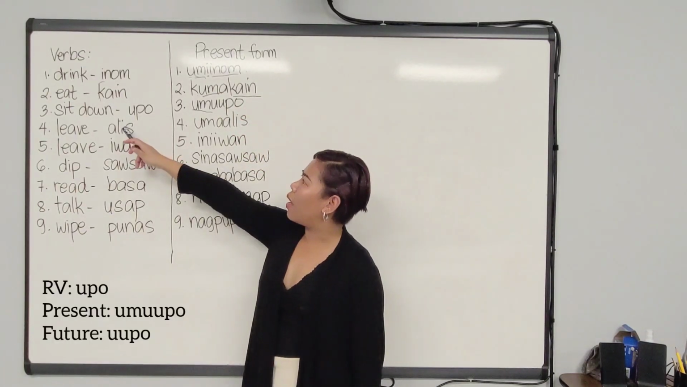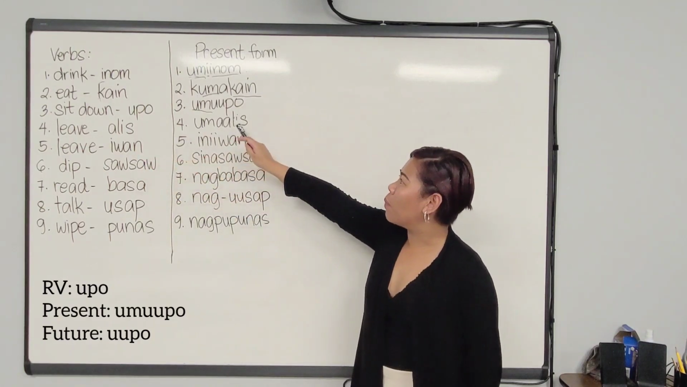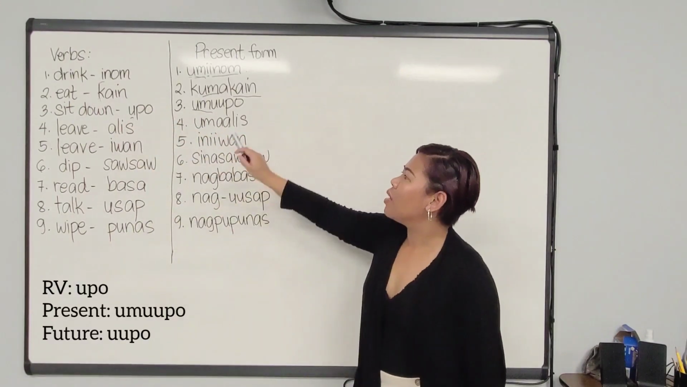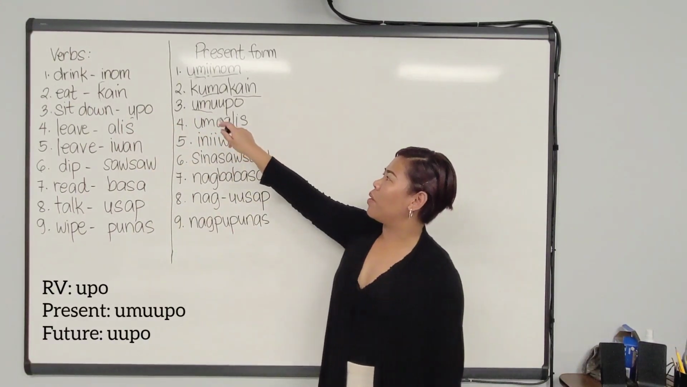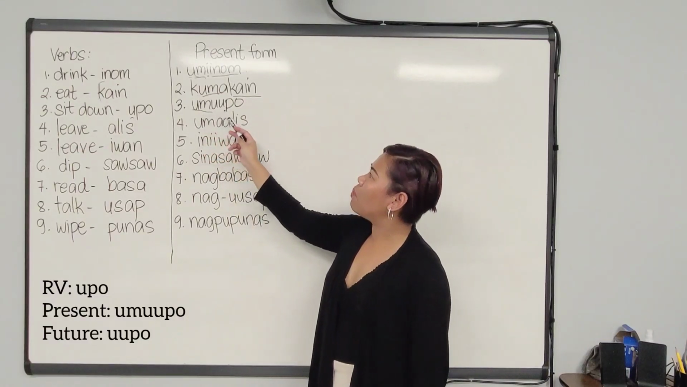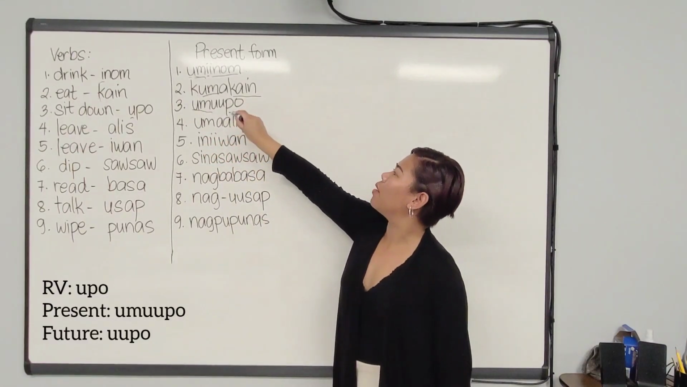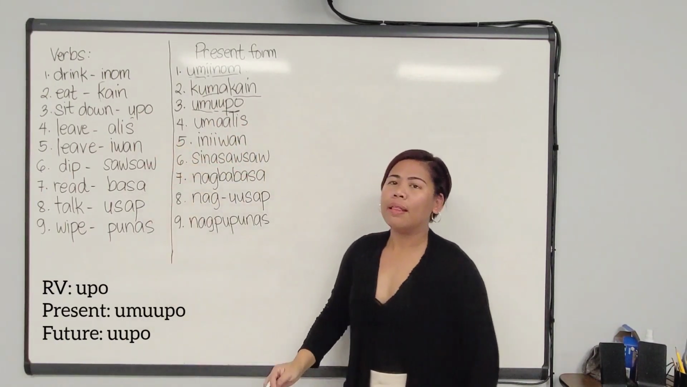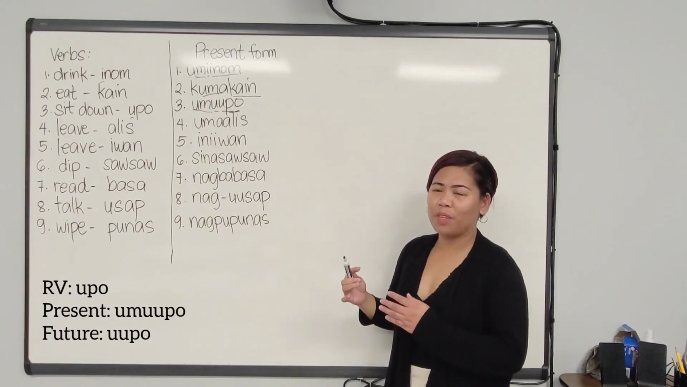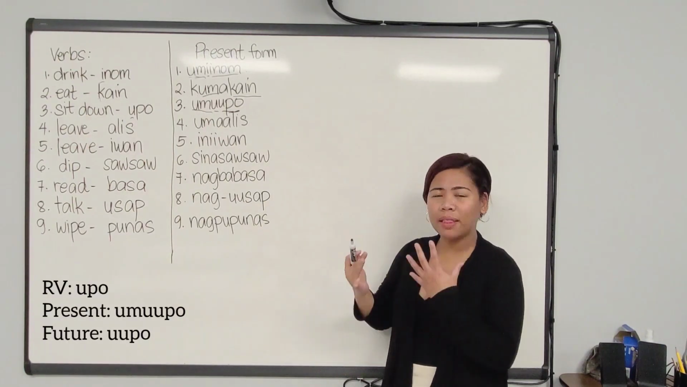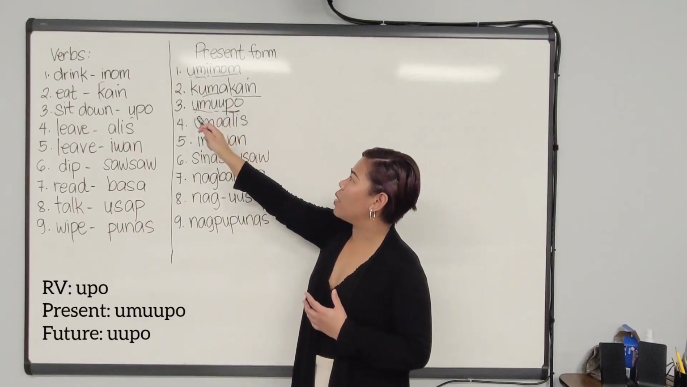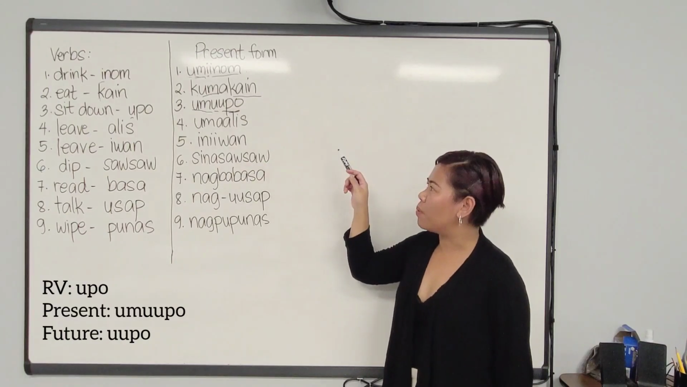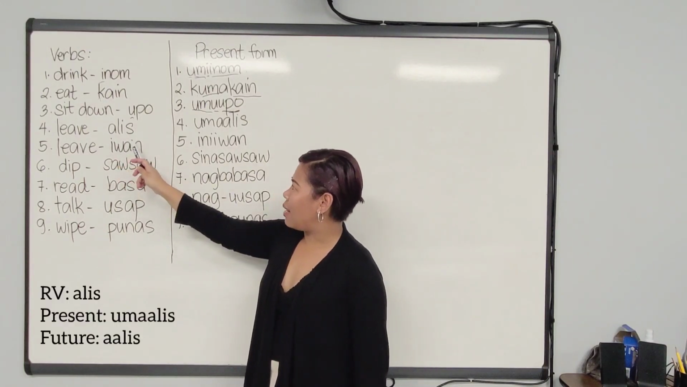Okay? Third one, sit down is upo. Upo, it starts with a vowel again. So same as with this one, inom, you cannot insert the um. So you will put it in the beginning. It'll become umuupo. The root verb is upo. You have an extra u there. The first syllable of the root verb upo is repeated. That's how you form the future tense of the verb upo. It's uupo. You repeat the first syllable, and then when you put um in the beginning, it'll become the present form umuupo.